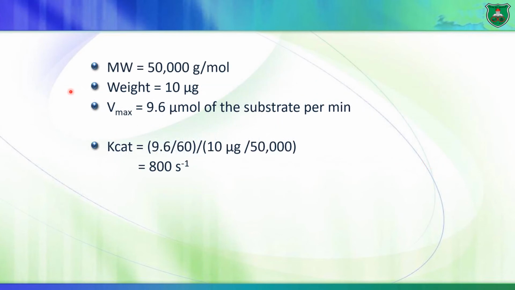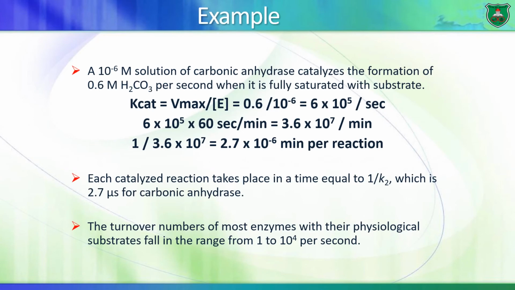And here's the solution. So you have the molecular weight, you have the weight, and you have Vmax. So Kcat is basically 9.6, that is Vmax, over 60, because we're doing it in seconds, okay? Divided by moles of an enzyme, how much enzyme you have, which is 10 micrograms per 50,000. Be careful of the units, okay? So here's another problem right here.